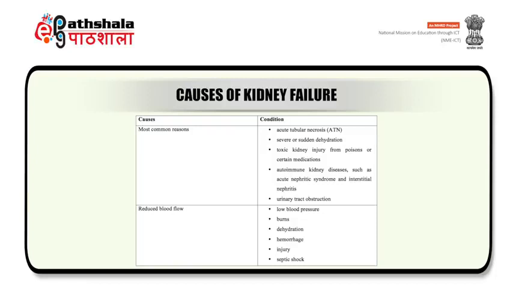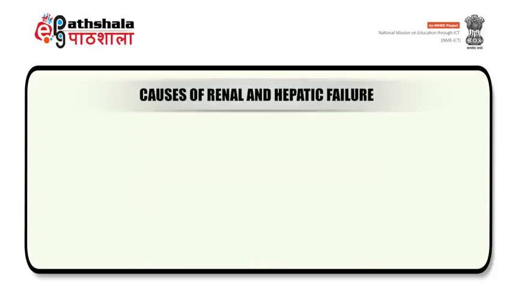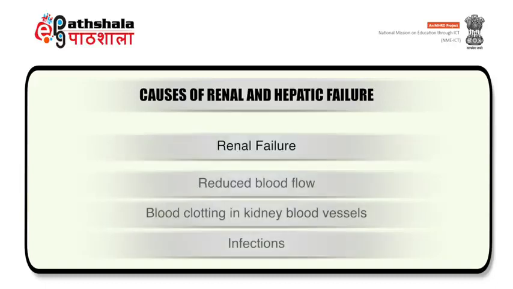So we can see that the most common causes which can lead to kidney failure include severe or sudden dehydration, toxic kidney injury, autoimmune kidney disease, acute nephritic syndrome, reduced blood flow, dehydration, hemorrhage, injury, septic shock. These all will lead to reduced blood flow, and furthermore an infectious state can also lead to renal failure. Now the causes of renal and hepatic failure. Renal failure can occur due to reduced blood flow, blood clotting in kidney blood vessels and infections.